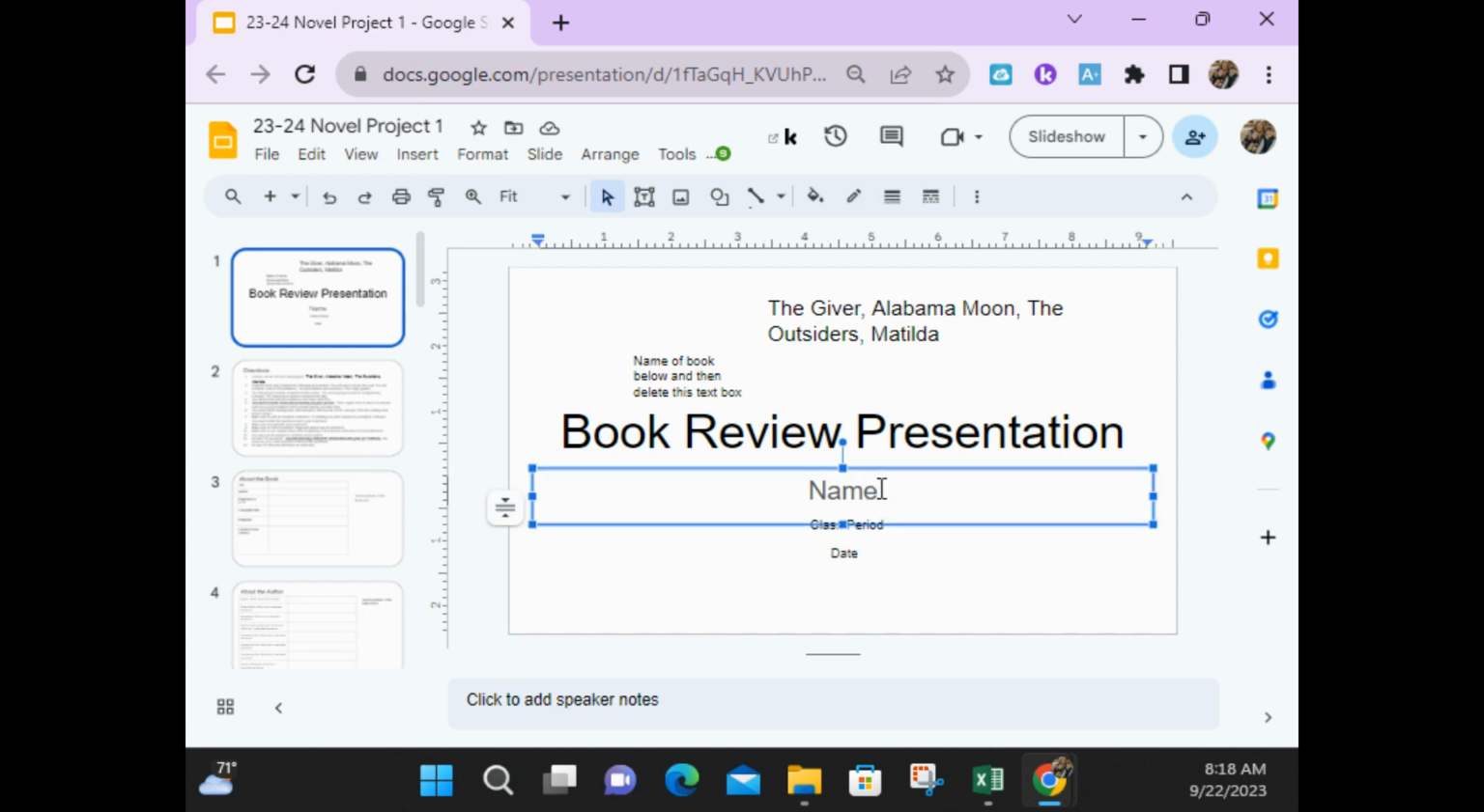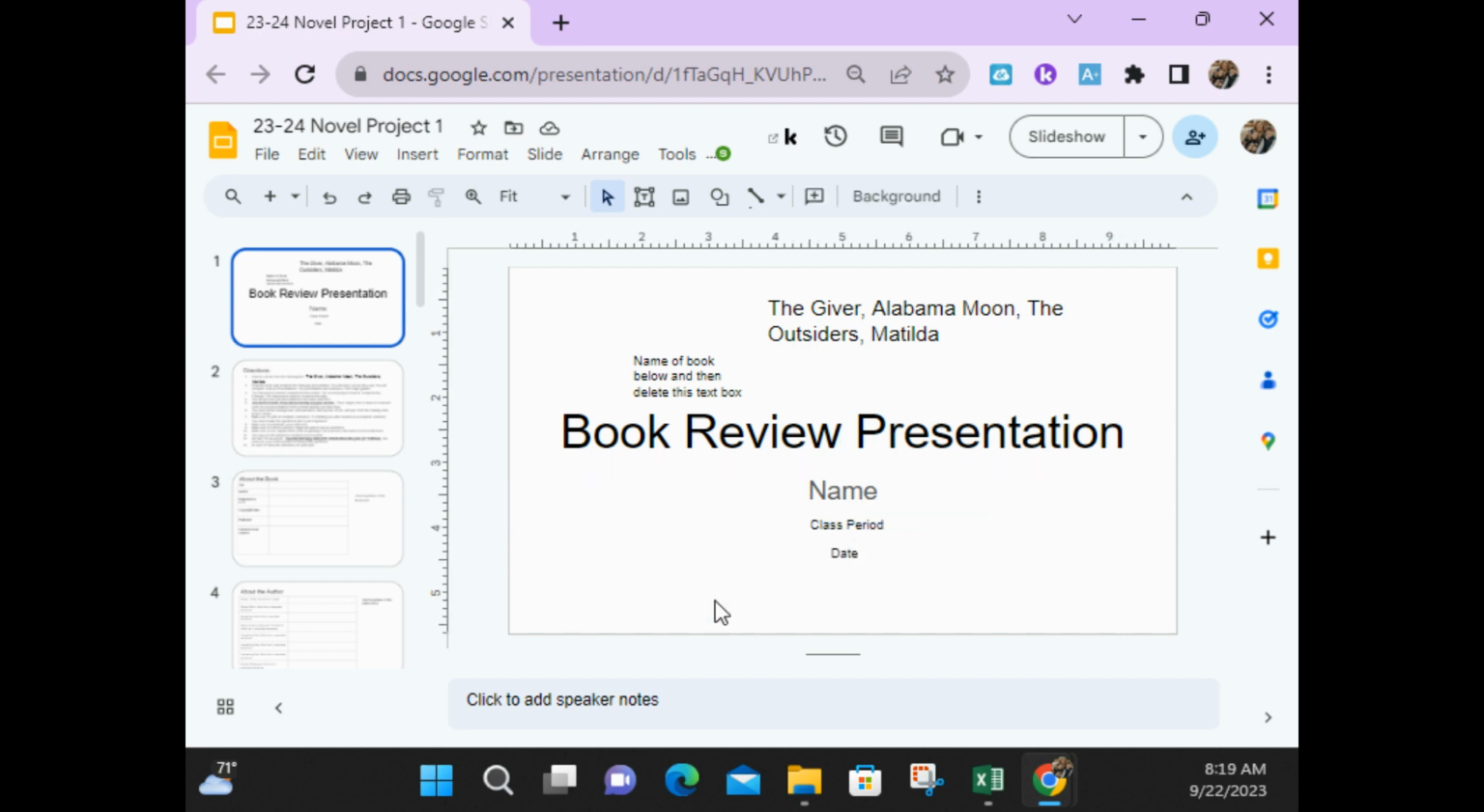On this, your name, it said on the rubric you had to put your first and your last name. I expect the first letter to be capitalized of the first name and the last name because that is how it is correctly done. Class period and the date. I don't really care what date you put in there. You can put today's date. You can put yesterday's date. You can put November 2023 because that's when the finalized project will be completed.